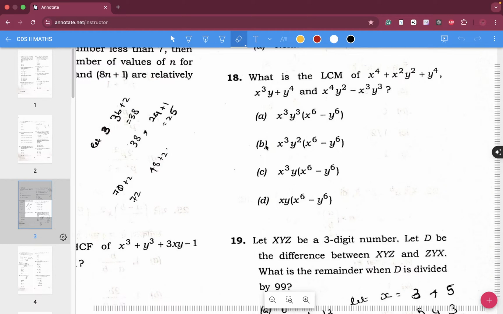So let's just try it again. This time we don't have any other option, so we will be taking x is equal to 3 and y is equal to 2. If we take this particular value, then 3 raised to the power 4 is 81, plus 3 square is 9, 36, plus y raised to the power 4, 16. 6 plus 6, 12, 12 plus 1 is 13, so 133.